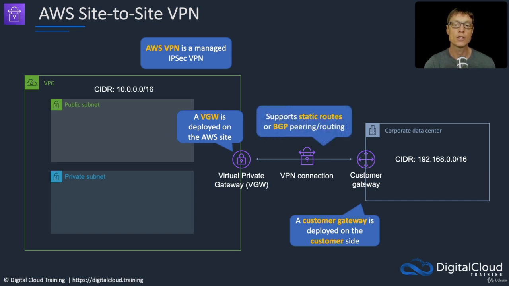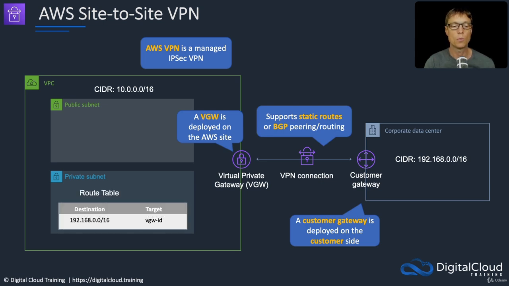The VPN connection supports either static routes or BGP peering and routing. So in our route tables, we can actually specify a destination for the CIDR block of the corporate data center and then point it to a virtual gateway ID. So that's this device here. That means any traffic going to this IP range will be sent over the VPN connection.